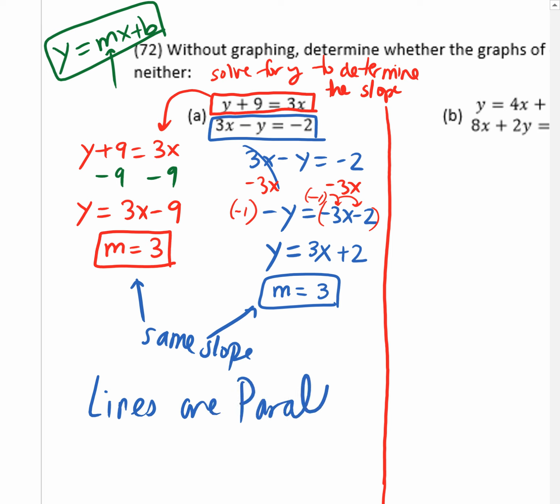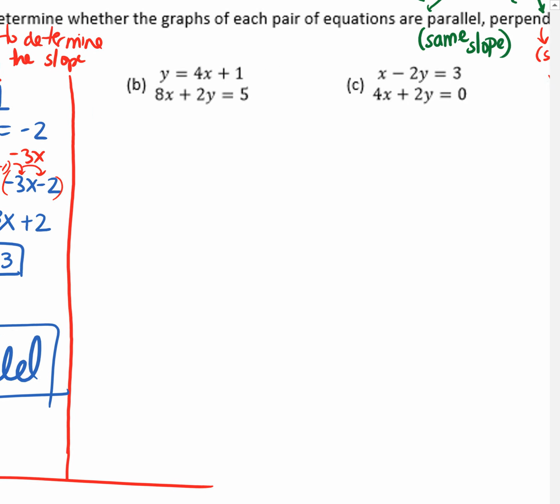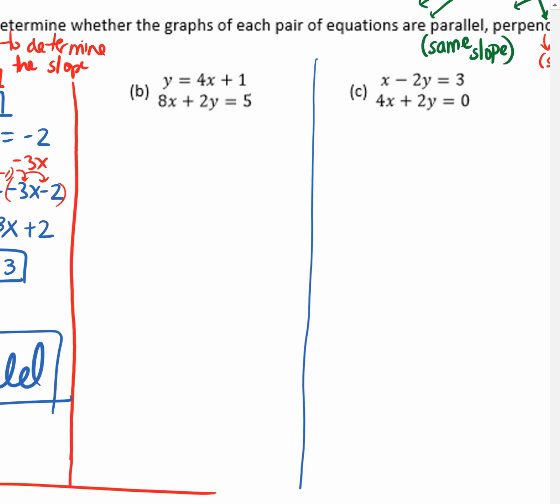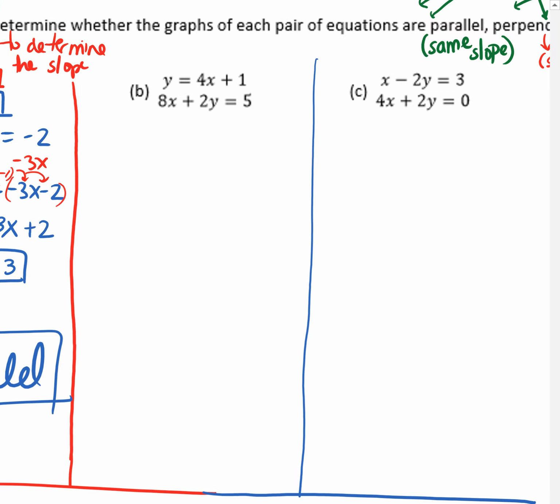So if you were to graph those two lines, which I don't know why you would, this is a lot easier, I think, they would be parallel lines. Alright, that's pretty much how B and C are going to go. You're just finding their slopes by isolating y, and then comparing them. Are they the same? Are they opposite reciprocals? And so on.